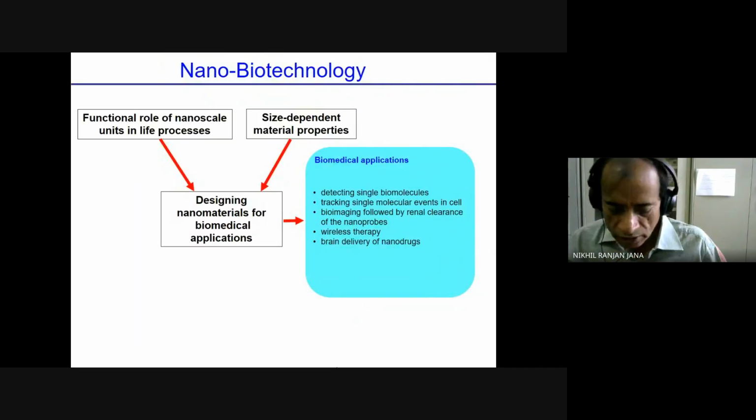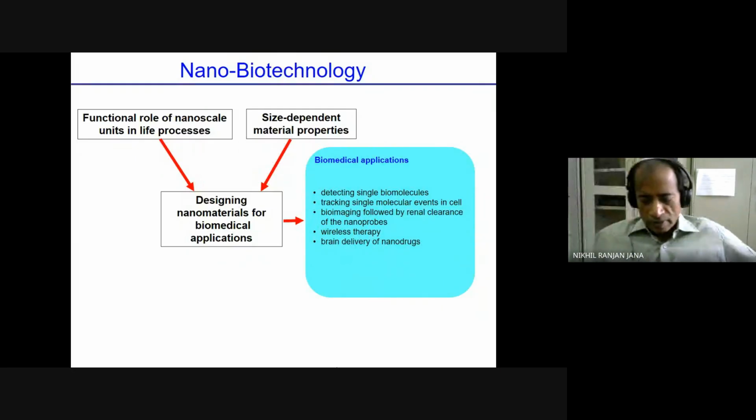Why is this subject important in terms of biology? Here you will see another aspect. There are many important biosystems which are at nanometer length scales. Why does nature use those?